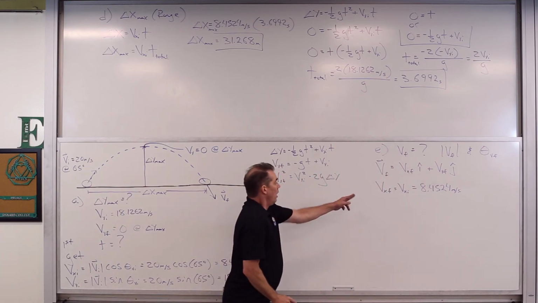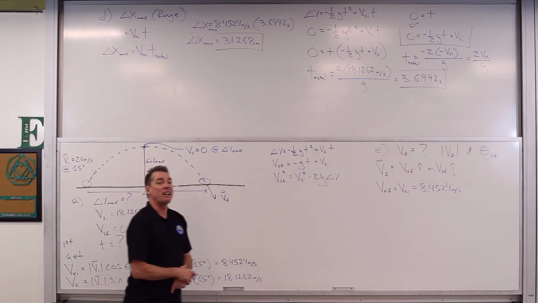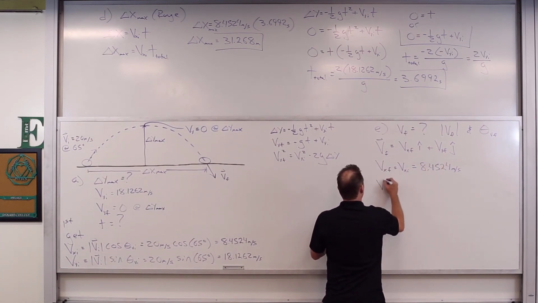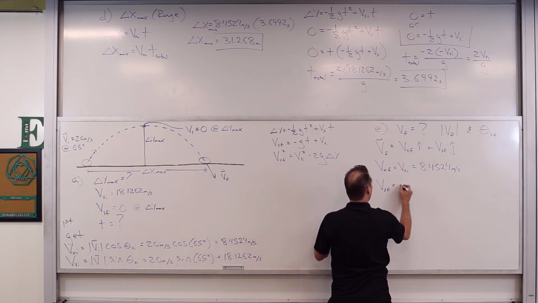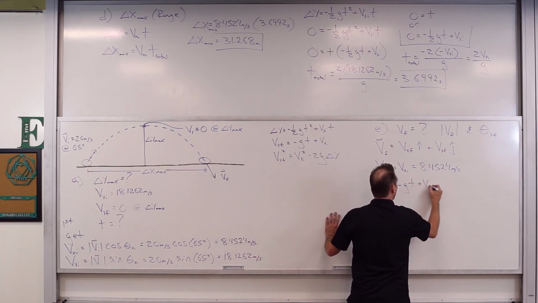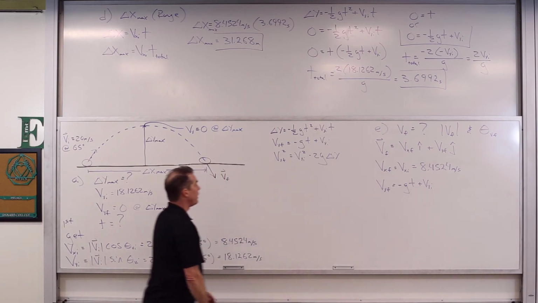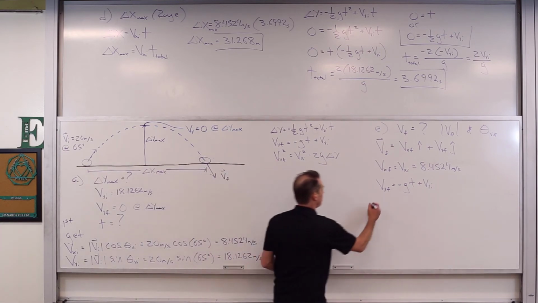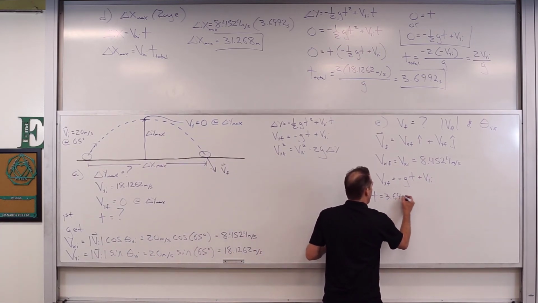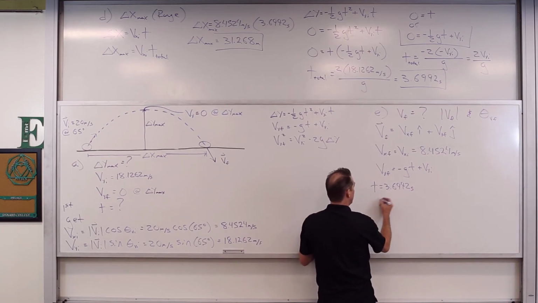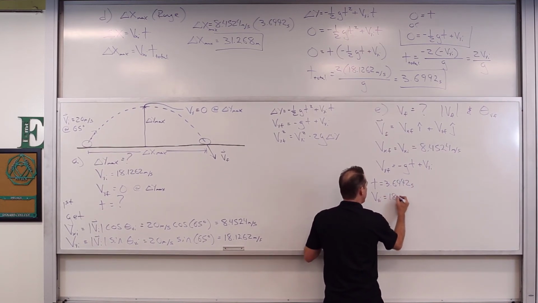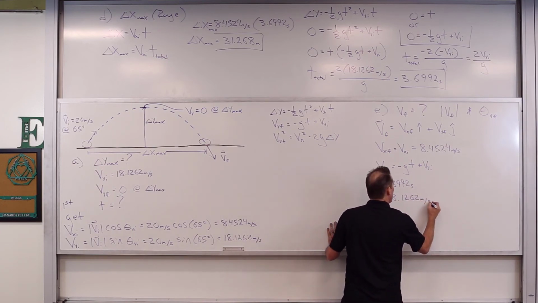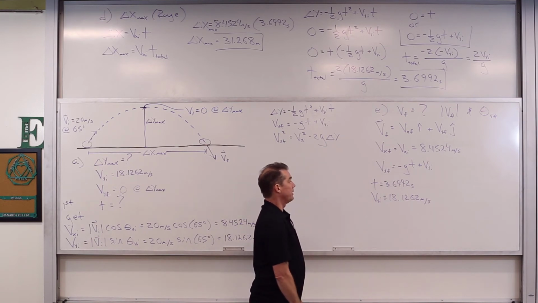There we go. What we need is the final velocity in the y direction when it's reaching the ground. So we need this. How are we going to get it? We know Vy final is equal to negative g t plus Vy initial. And we know that t total is 3.6992 seconds, and Vy initial was 18.1262 meters per second. So we can figure out what Vy final is.